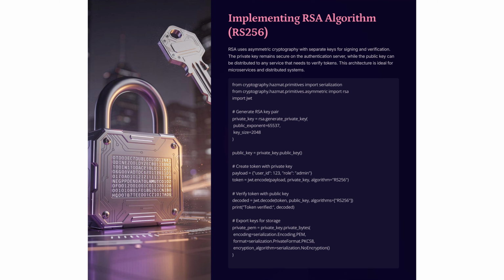RSA employs asymmetric cryptography, using a private key for signing and a public key for verification. This setup is perfect for microservices. Generate an RSA key pair, sign tokens with the private key, and verify with the public key. Export keys securely using PEM format for storage, ensuring the private key remains confidential.